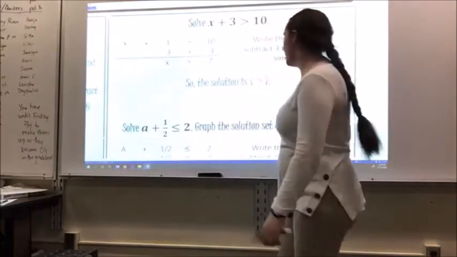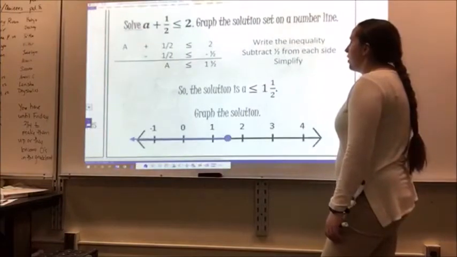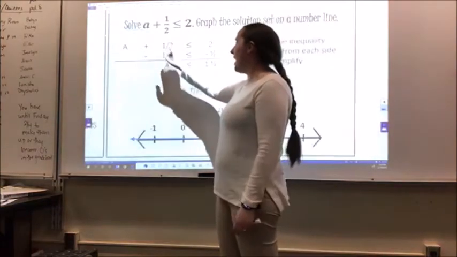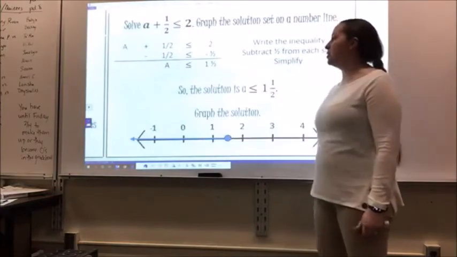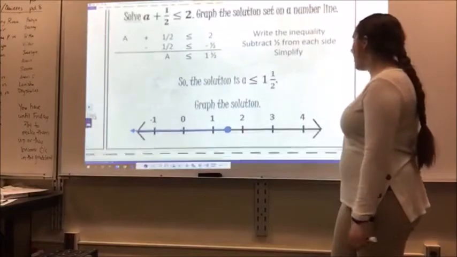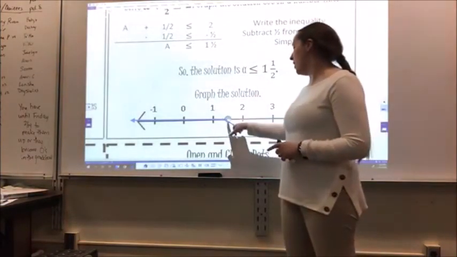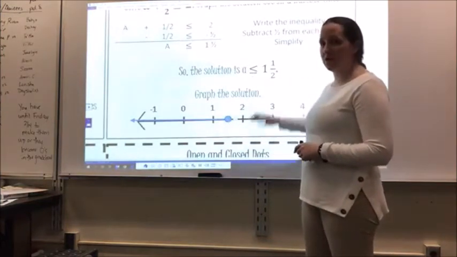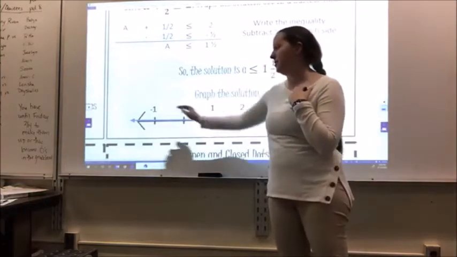Okay? Then I have solve a plus 1/2 is less than or equal to 2. Graph the solution set on a number line. So I have a plus 1/2. I want to subtract 1/2 from both sides. Okay? 2 minus 1/2 is 1.5. So my solution is a is less than or equal to 1 1/2, which means a is smaller than 1 1/2. So I put 1 1/2 here as a closed circle because it's an equal sign. Closed circle, equal sign. Okay? And it's going to the left.